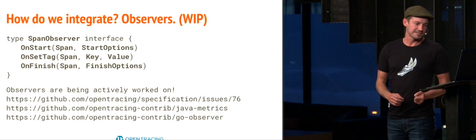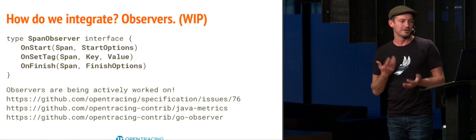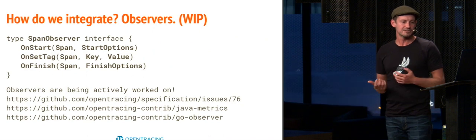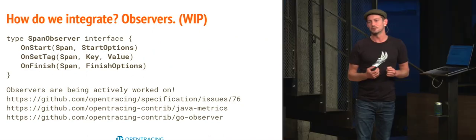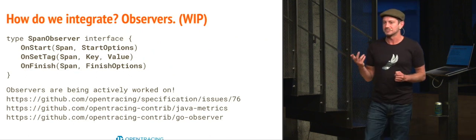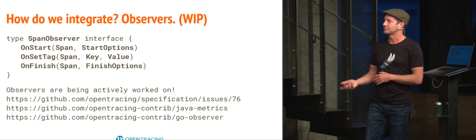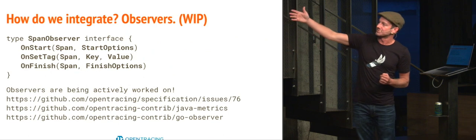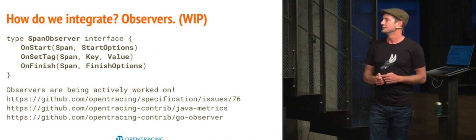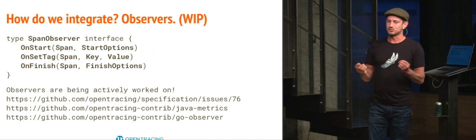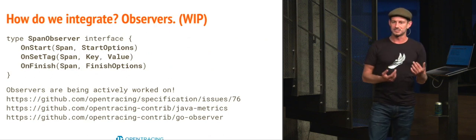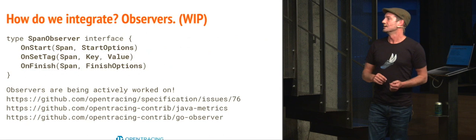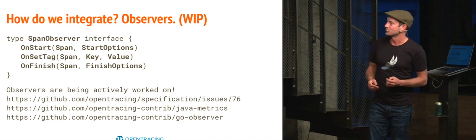So the next question is, how do you actually integrate that with your metric solution? The approach we're looking at right now is observers. So being able to add these observer interfaces, it's not the core tracer that's doing the propagation, but anytime one of these events is occurring, you have an observer that's hooked up to your metrics system that's getting those events and piping those metrics out. And there are a couple of projects in the works.